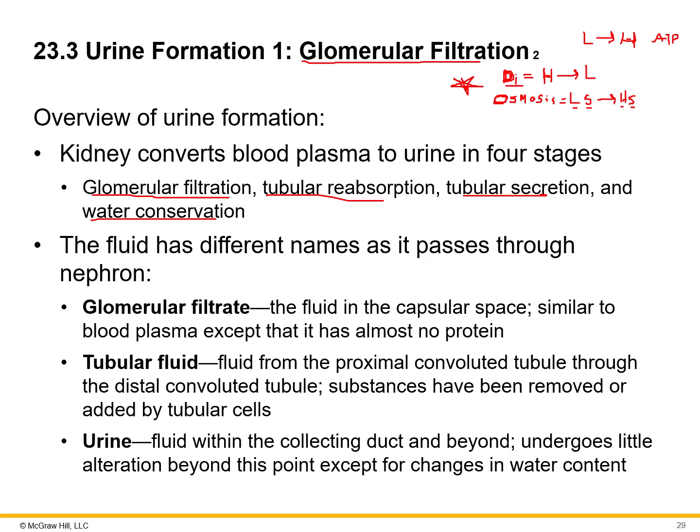Now, we give this fluid different names as it passes through the nephron. When we are in the nephron, you will typically call the fluid filtrate or tubular fluid. If it's in the glomerulus, it's filtrate. If it's in a tube, it's tubular fluid. The only time we can officially call it urine is once it has made it through pretty much the entirety of our nephron, the collecting duct and beyond. So be specific with your naming here.